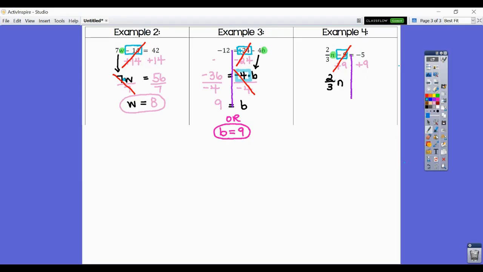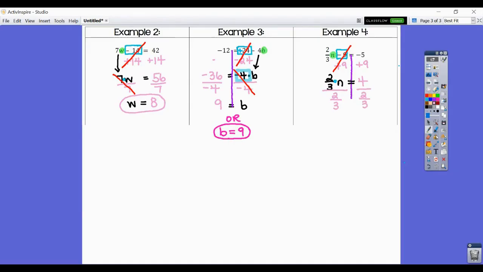Remember, you are multiplying it to the n there. Bring down the equal sign, keep it throughout because it's an equation. And then we go ahead and evaluate negative 5 plus 9, which comes out to be a positive 4. Now, because we have multiplication, we do the opposite of multiplication here, which is division. So instead of 2/3 times n, we have to get rid of it by dividing.